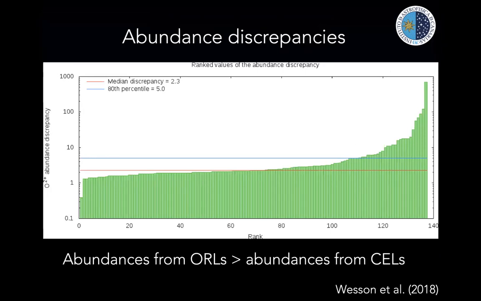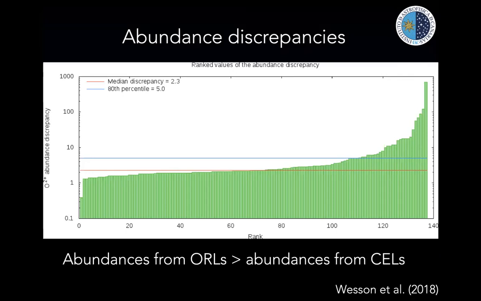So this is a distribution of all of the measurements of this abundance discrepancy, so the ratio of abundances from recombination lines to the abundances from collisionally excited lines of all H II regions and planetary nebulae in the literature. And you can see that there's a median discrepancy of about 2, so a factor of 2 difference, which is already pretty big. But there is this extremely high tail that blasts off to 1,000 for a few systems.